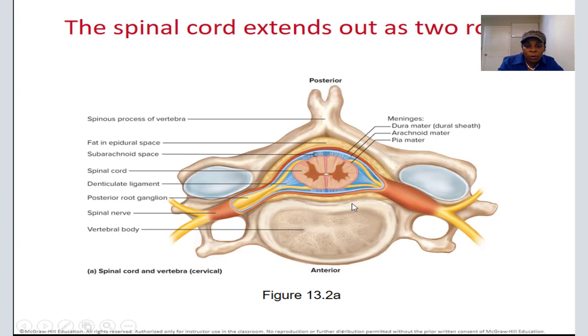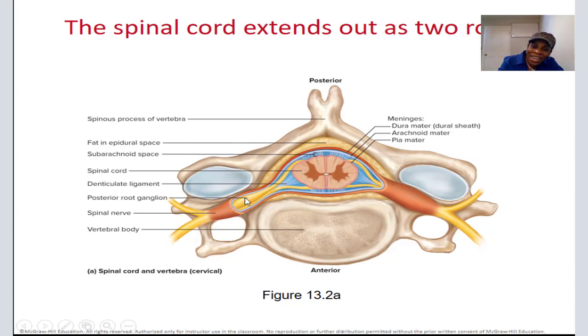This is the transverse cut of the spinal cord. You can see the gray matter looks like an H or butterfly, and the white matter is rounded. You see the posterior, you know it's posterior because you see the spinous process of the vertebra here. The posterior side has a little bump here called the posterior root ganglia.